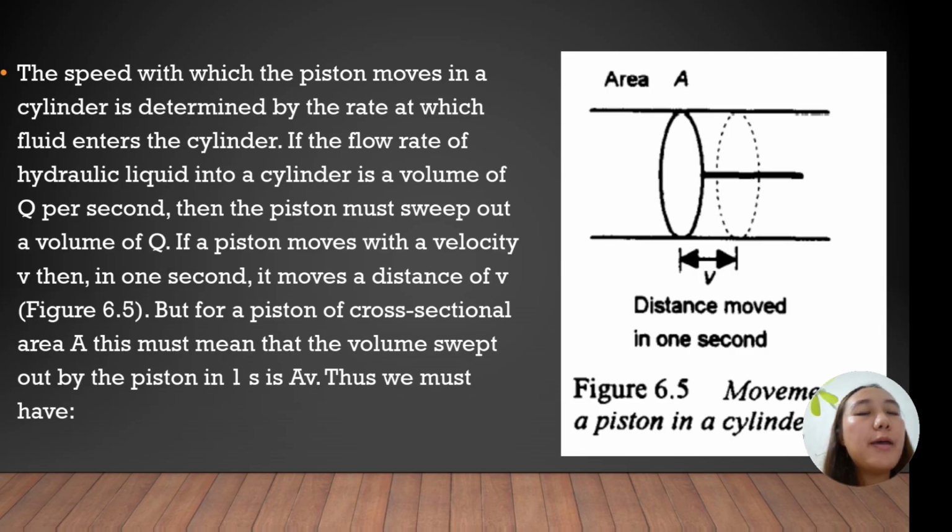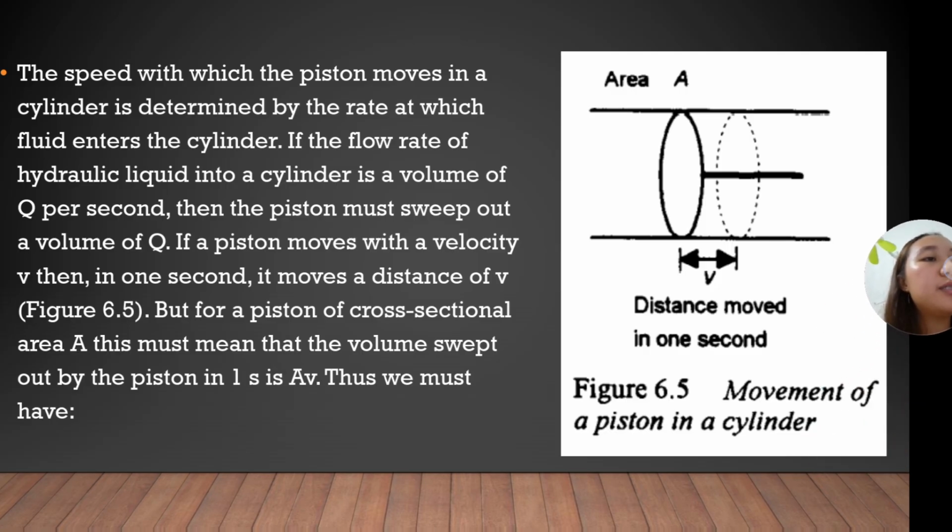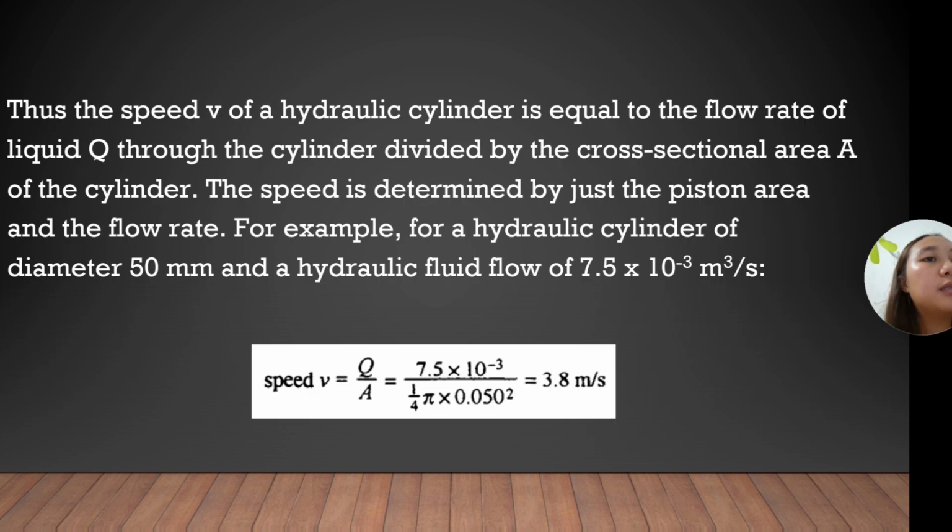The speed with which the piston moves in a cylinder is determined by the rate at which fluid enters the cylinder. If the flow rate of hydraulic liquid into a cylinder is a volume of Q per second, then the piston must sweep out a volume of Q. If a piston moves with velocity v, then in 1 second it moves a distance of v. But for a piston of cross-sectional area A, this means the volume swept out by the piston in 1 second is Av. Figure 6.5 shows the movement of a piston in a cylinder.